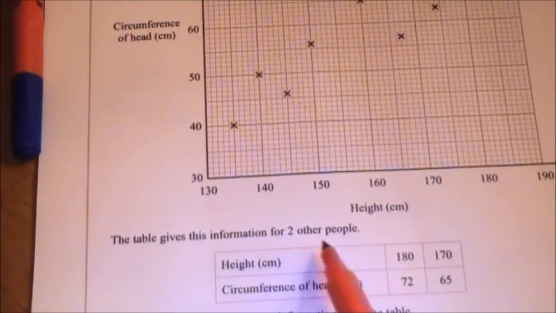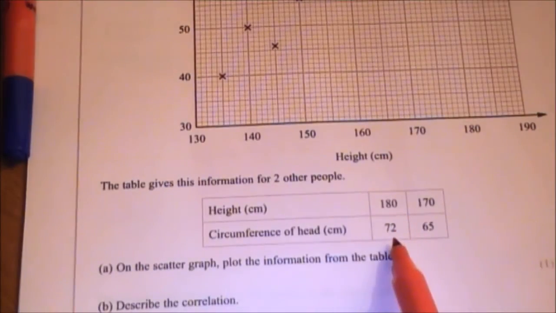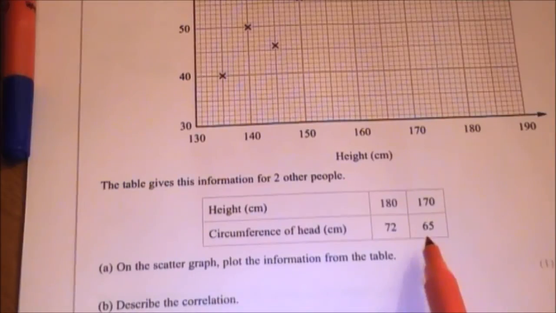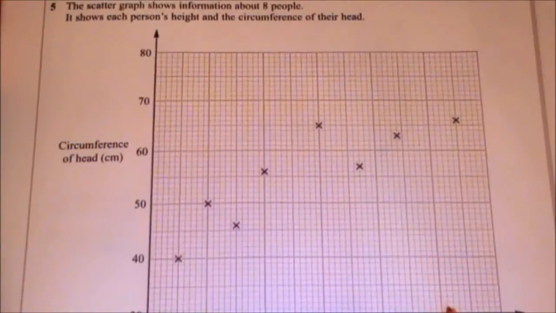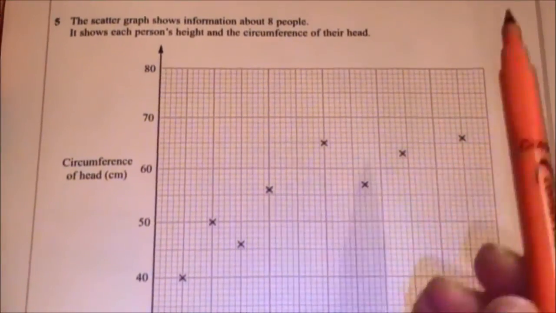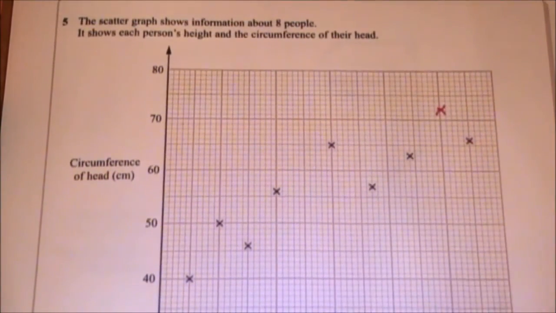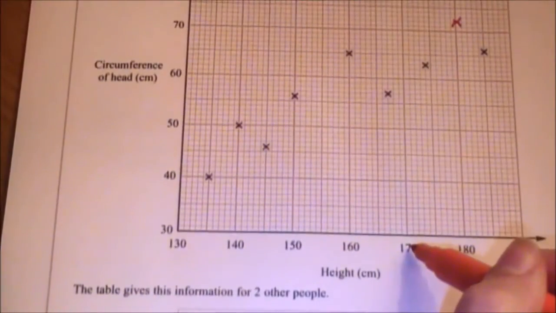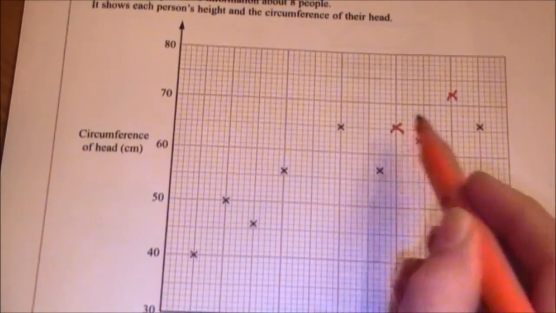The table gives the information for 2 other people. This person with a height of 180 and a circumference of 72, and this person with a height of 170 and a circumference of 65. On the scattergraph, plot the information from the table. So I've got 180 and up to 72. And then 170 to 65. 170 is there, up to 65, which is there.